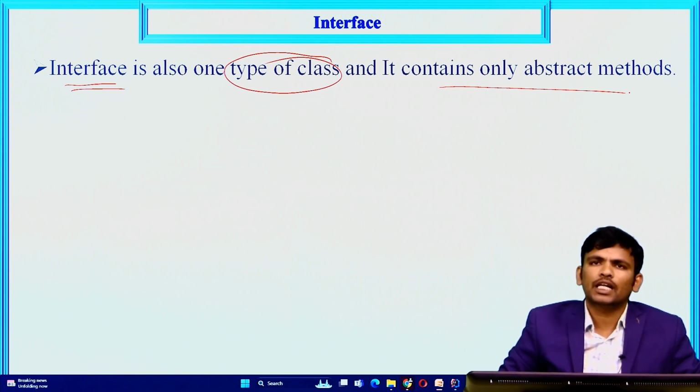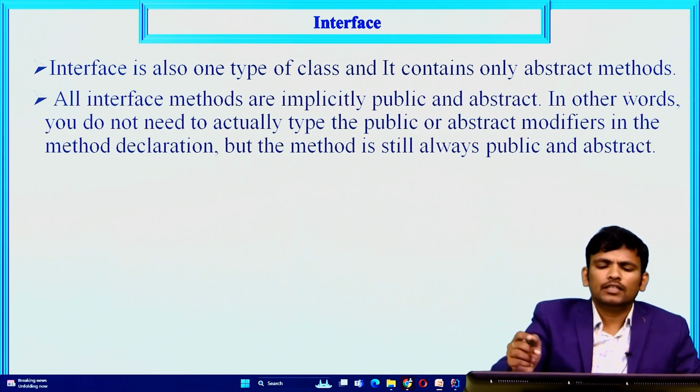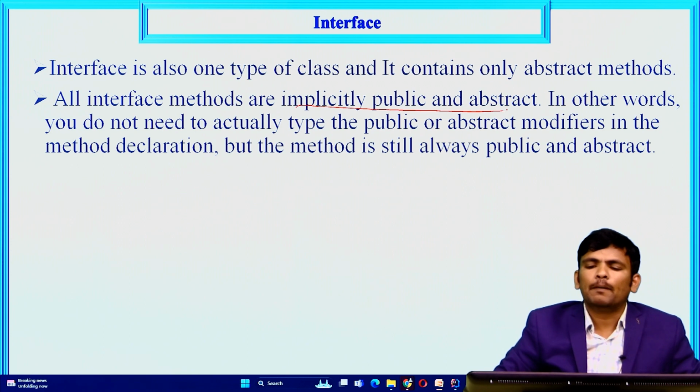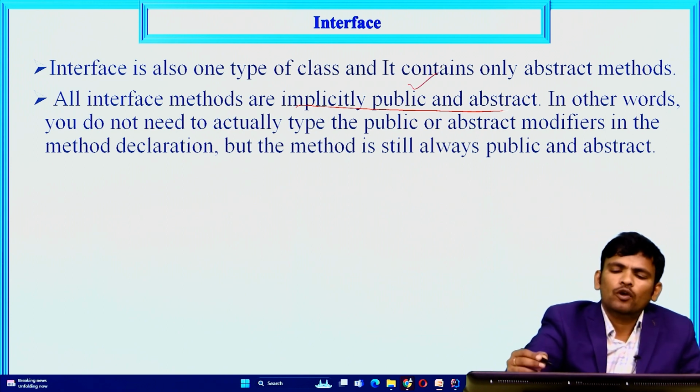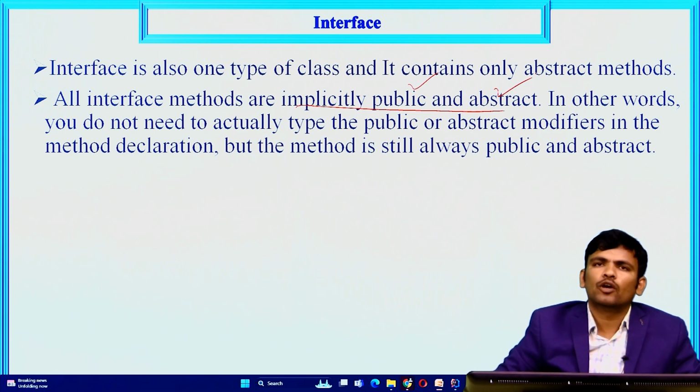As we know, an abstract method is a method that contains only the declaration but not the definition, so it's an incomplete method. All interface methods are implicitly public and abstract. In an abstract class, if you want to declare a method as abstract, you compulsorily declare it with the abstract modifier, but in an interface using the abstract modifier is optional. If you want you can use it, or you can ignore it. Still, by default it is public and abstract.